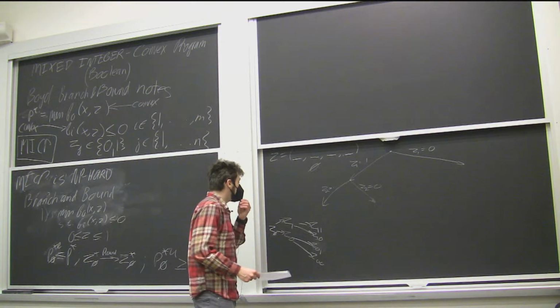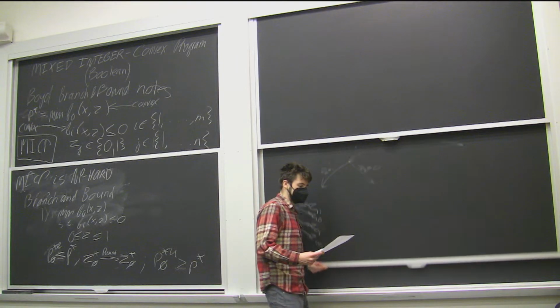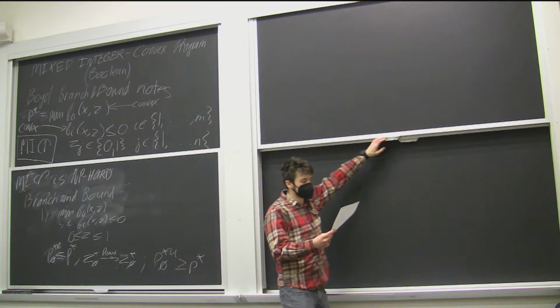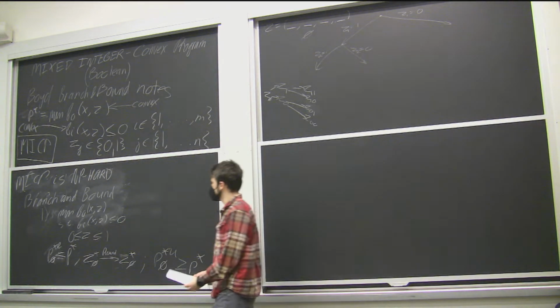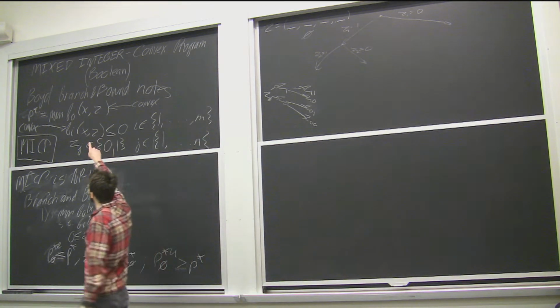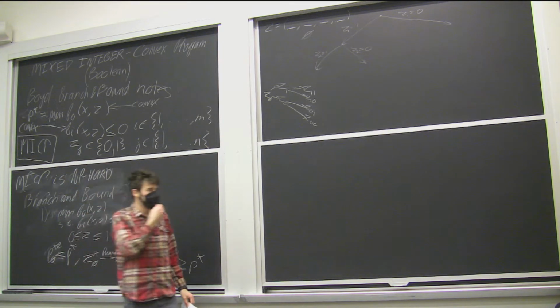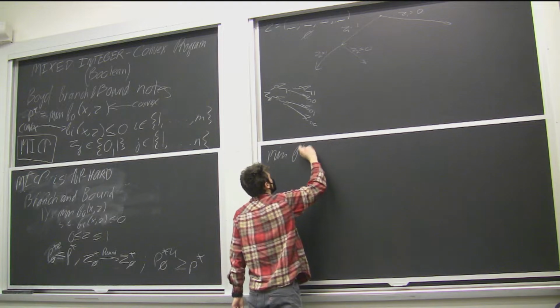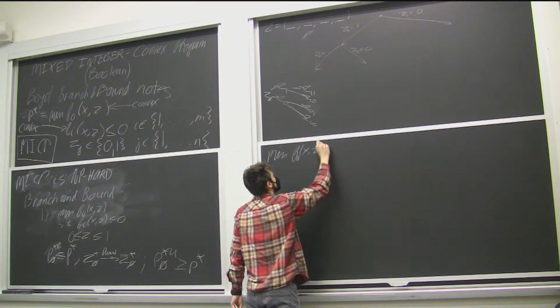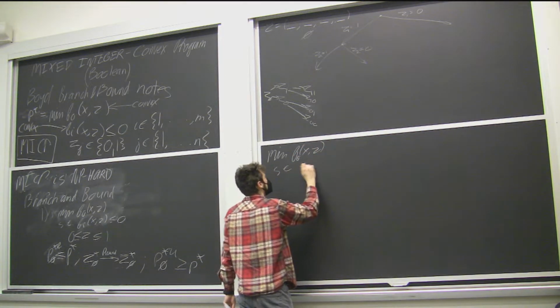So what happens at the next step? I have an upper and a lower bound. Now I'm going to fix the first entry of my vector to be 1. So I'm going to solve the problem: minimize f0(x, z) subject to fi.